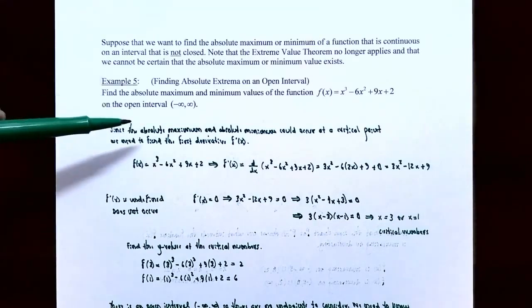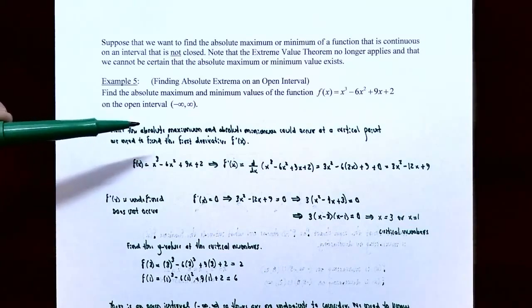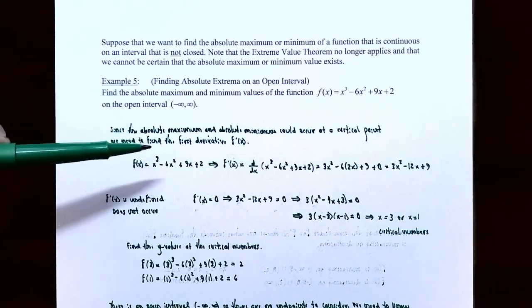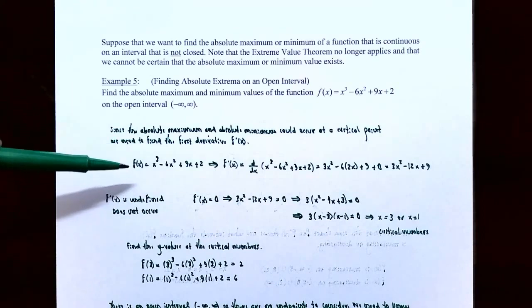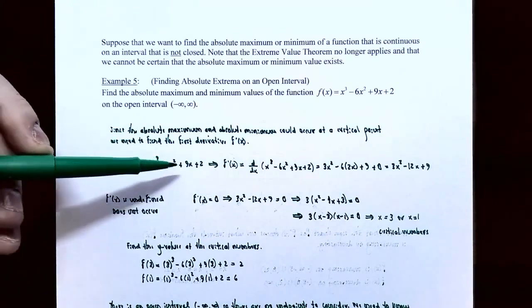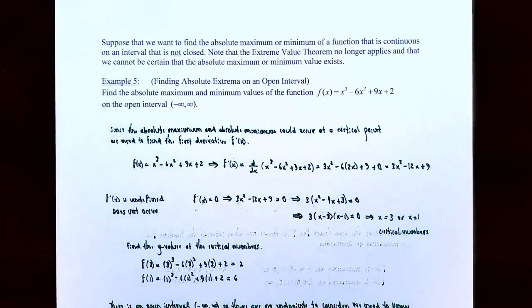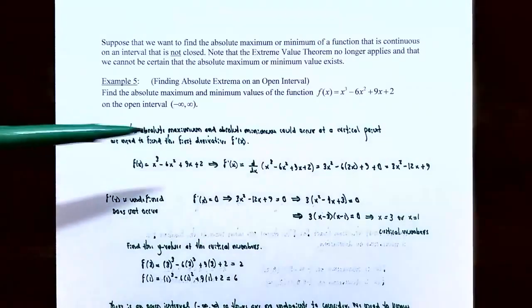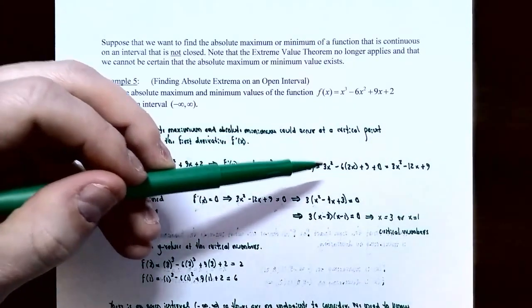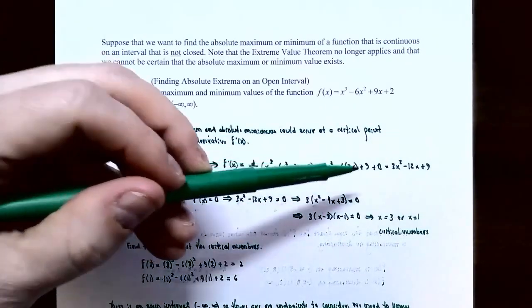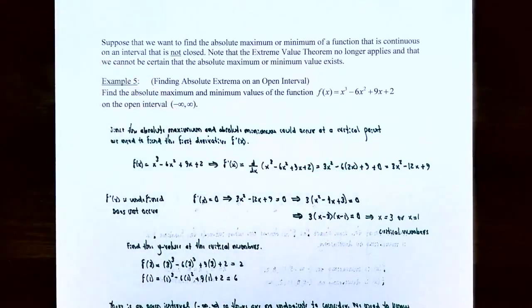Since we know absolute maximum and absolute minimum could occur at a critical point, let's find the first derivative, f prime of x. So f of x was this polynomial, x cubed subtract 6x squared plus 9x plus 2. If you find the derivative using the sum and difference rules and also the power rule, f prime of x will be 3x squared subtract 6 times 2x plus 9 plus 0. And if you simplify, you'll have 3x squared subtract 12x plus 9.